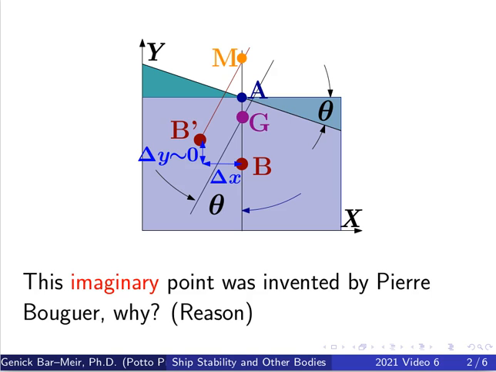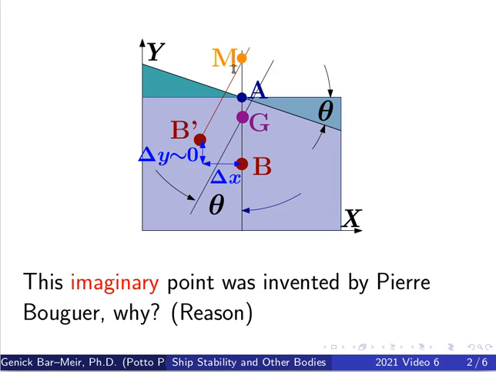Pierre Bouguer was a very smart guy. In fact, maybe that's the reason that it was so entrenched, that he was considered to be one of the smartest guys. He beat Euler in some math competition. He became a professor at age 15.